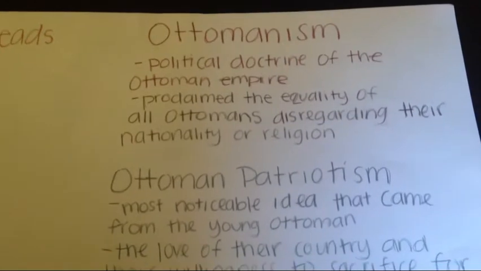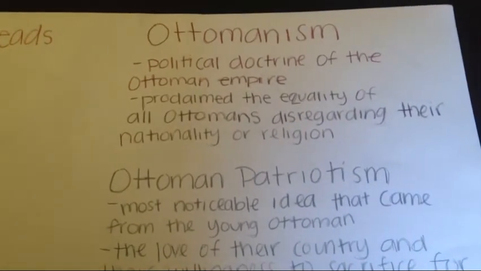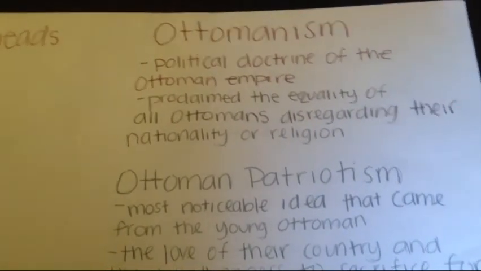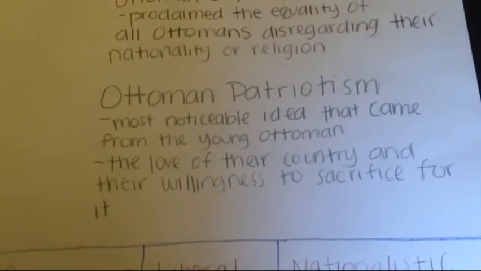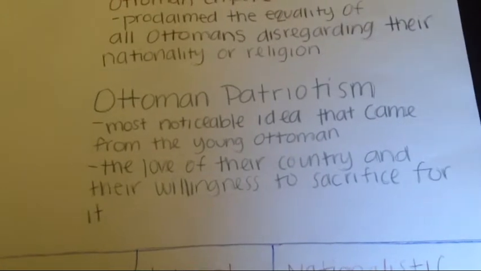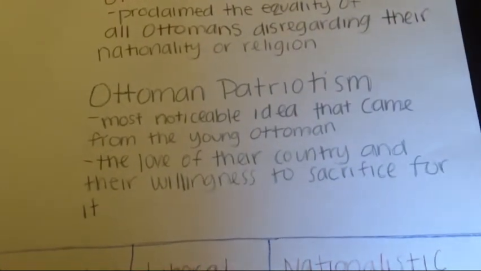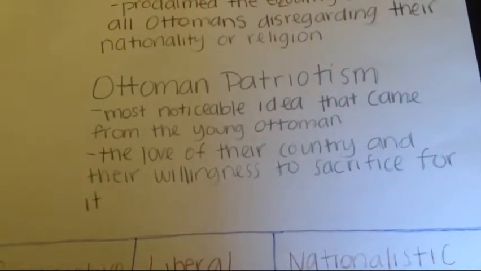Ottomanism. It was a political doctrine of the Ottoman Empire. It proclaimed the equality of all Ottomans disregarding their nationality or religion. Ottoman patriotism is the most noticeable idea that came from the Young Ottomans. It was the love of their country and their willingness to sacrifice for it.